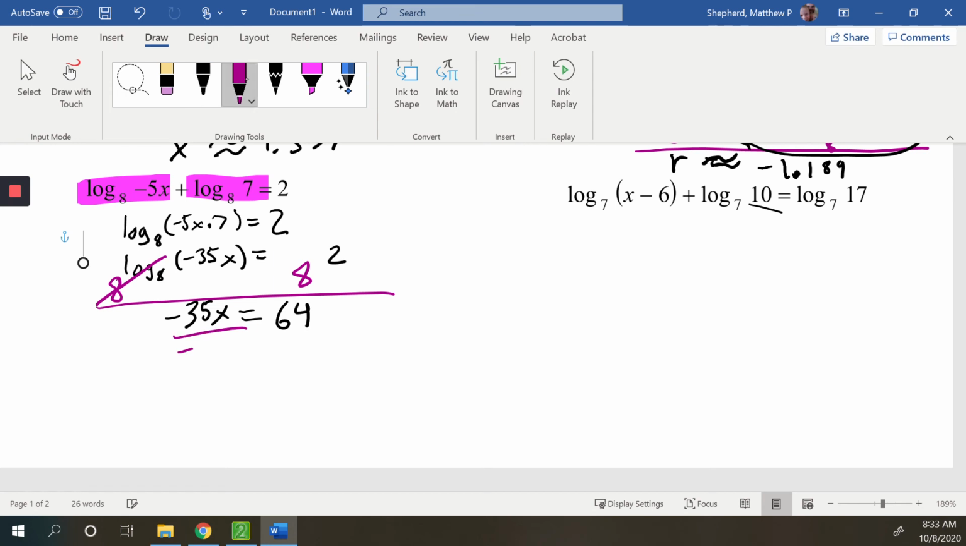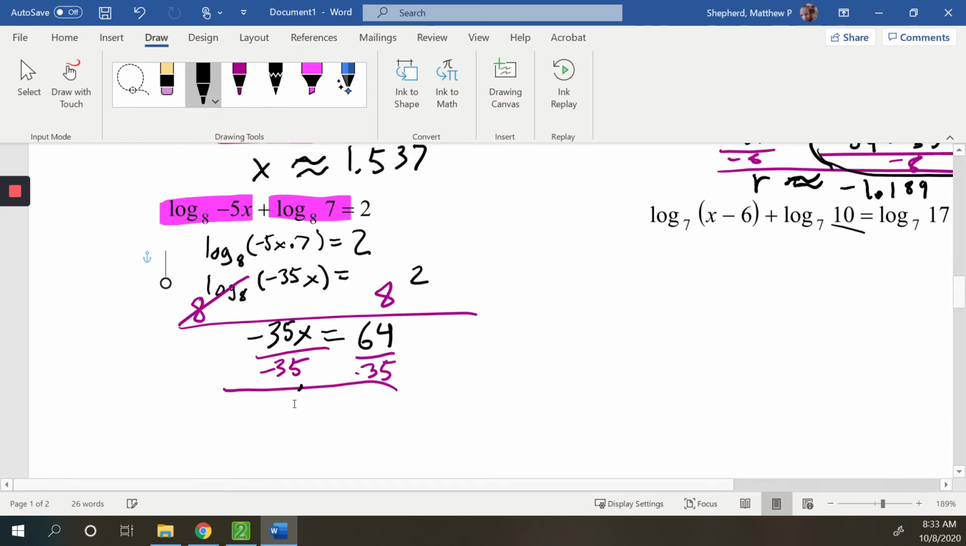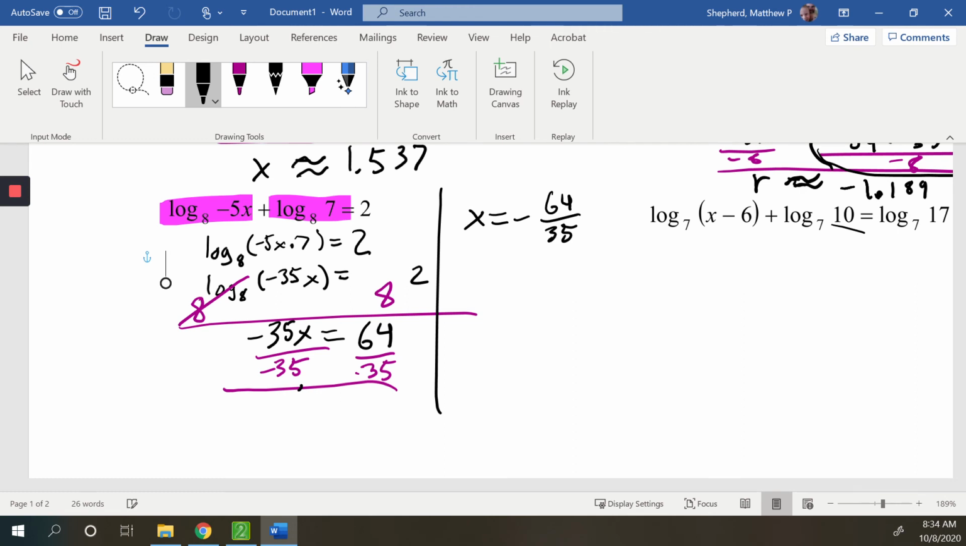So now let's divide by a negative 35. And that is going to equal, looks like it doesn't like how far down I was. So x is equal to a negative 64/35.